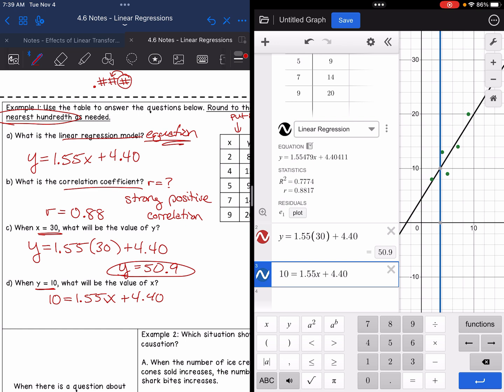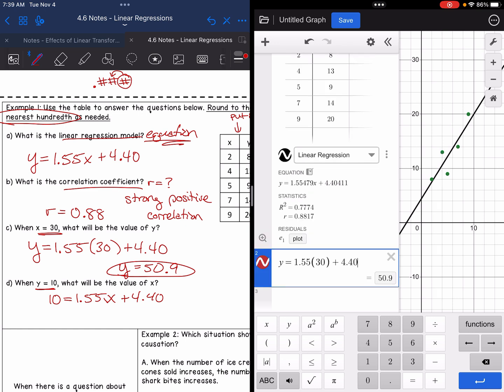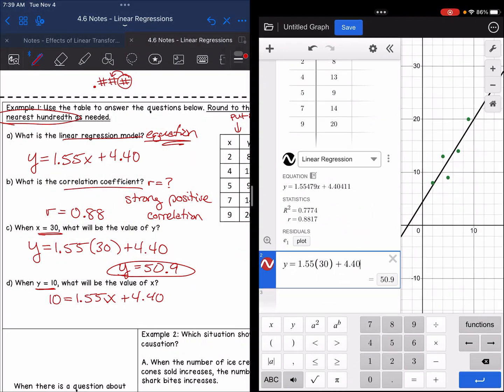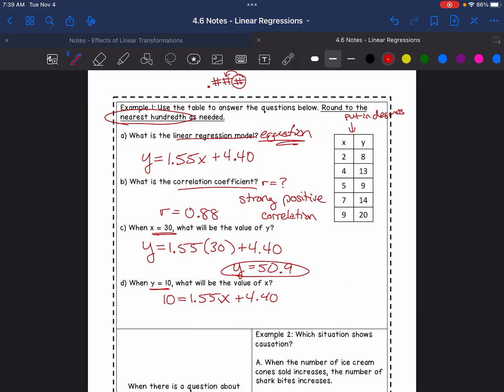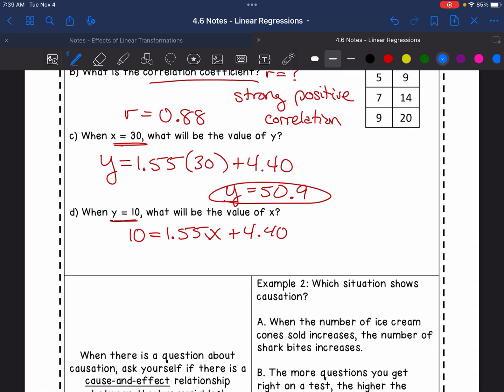So what I'm gonna do is I am going to need to solve this. This is an equation I need to solve. I'm gonna get rid of this so I have more room, maybe. There we go. All right. So to solve for x, remember we wanna get x by itself. So my first step is going to be to subtract 4.4 from each side.